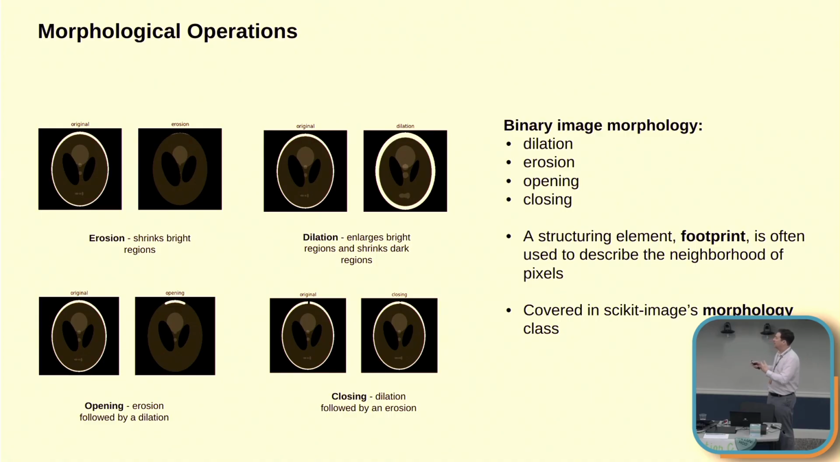Opening, which is a combination of erosion followed by dilation, and closing. If you have a gap here, it expands the region and then erodes it. So that's a two-step operation. A lot of times though, you have to define a footprint, which is used to help define the thickness of these operations, and it's in Scikit-Image's morphology class. Okay. So at this point, let's walk through. We'll do a demo.